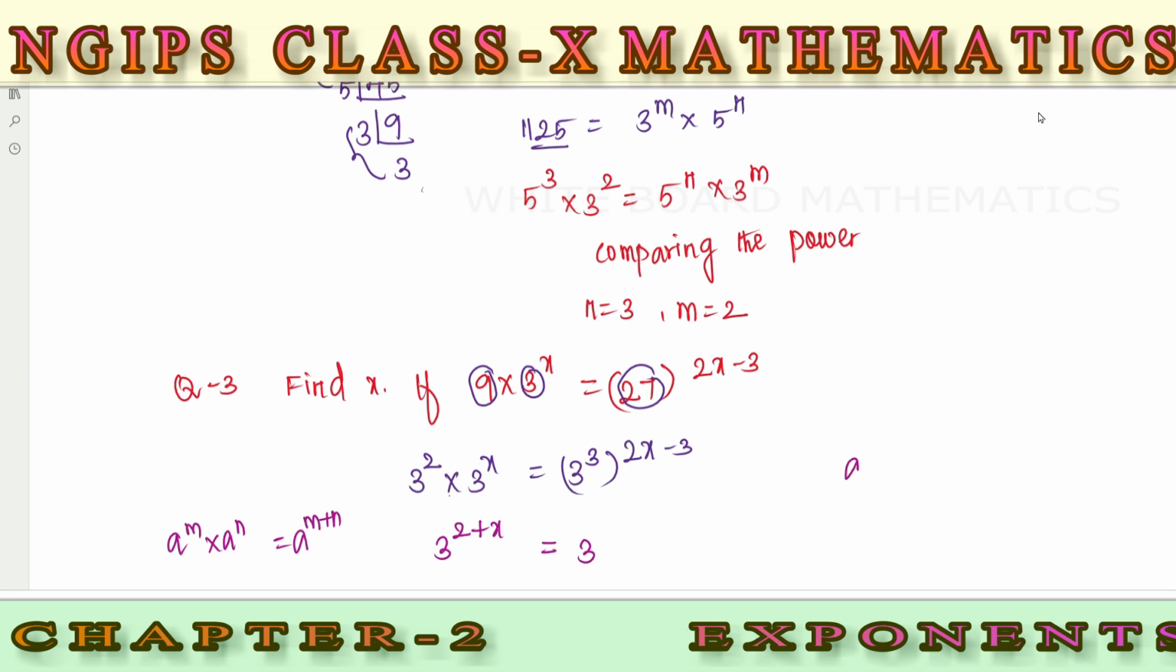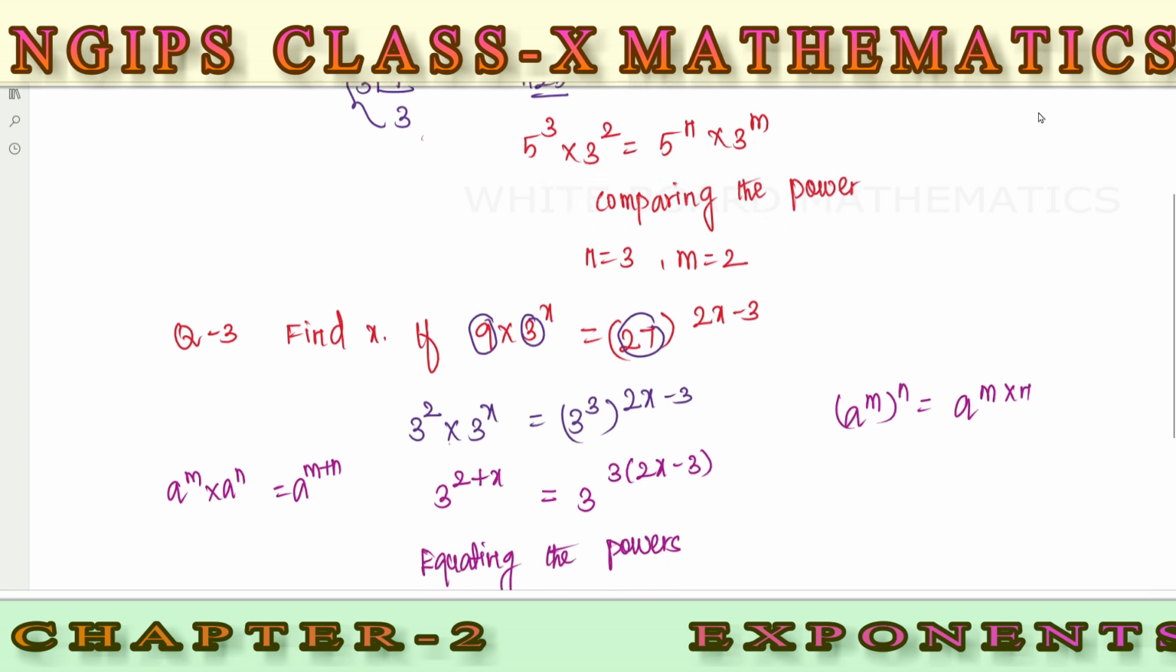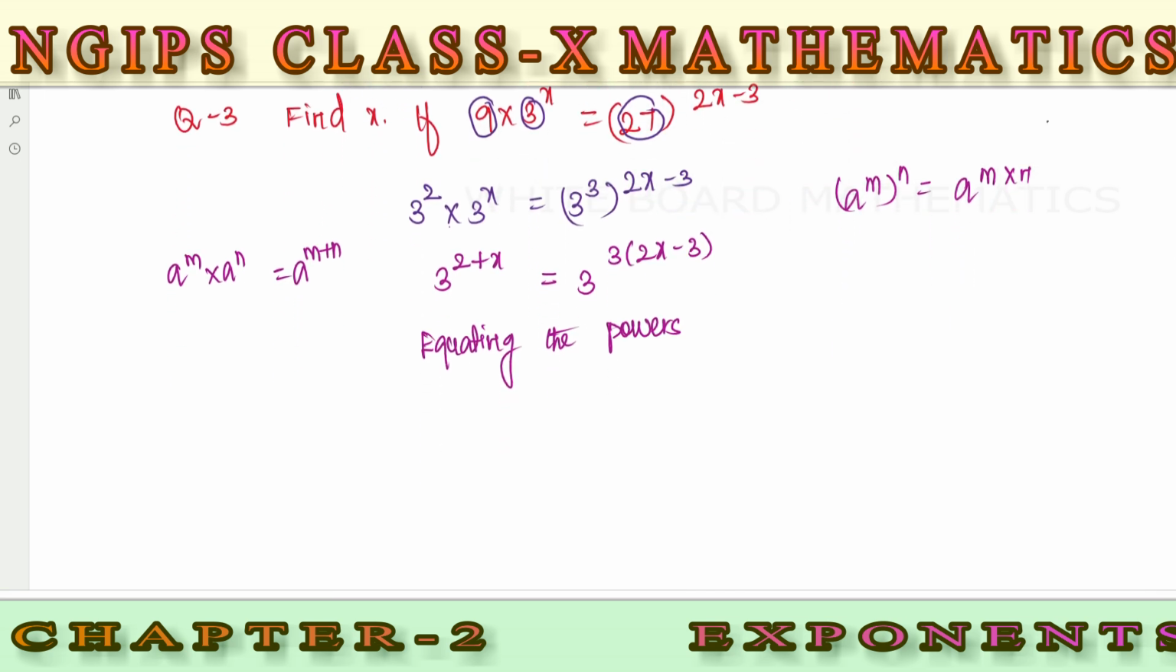So here we have a to the power m whole power n is equal to a to the power m into n. Just we need to multiply. So I can write 3 into 2x minus 3. So when bases are the same, we are just going to equate the powers. So when you equate the powers, what will we get as the value here? Just see here, 2 plus x is equal to 3 into 2x minus 3. So this 3 is common for both. I can write 2 3s are 6x minus 3 3s are 9.